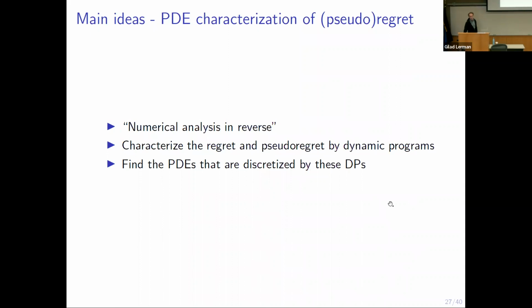Okay, so now we could use PDEs, and the main idea for PDEs is numerical analysis in reverse. So we now have a discrete game, like a stochastic process. We find the PDE that is discretized by that numerical scheme, or alternatively, you could think about that as the expectation of this martingale.